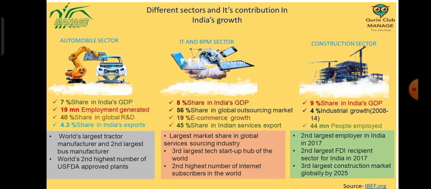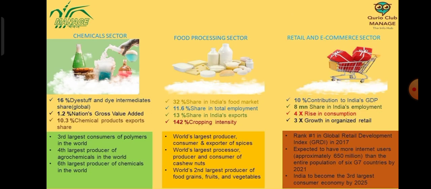If we take the automobile sector, the particular sector which contributes to India's GDP, a 7% share is from automobiles. IT and BPM sector is about 8%. Then the construction sector is about 9%. The chemical sector is about 16%. Retail and e-commerce is about 10%. And the major contributor is the food processing sector.